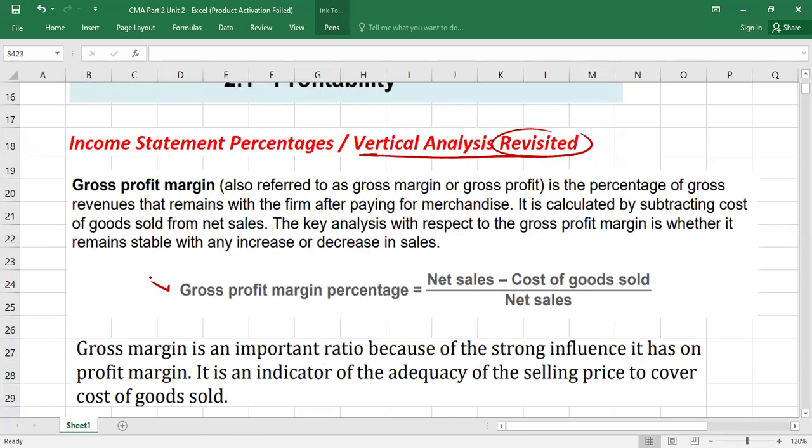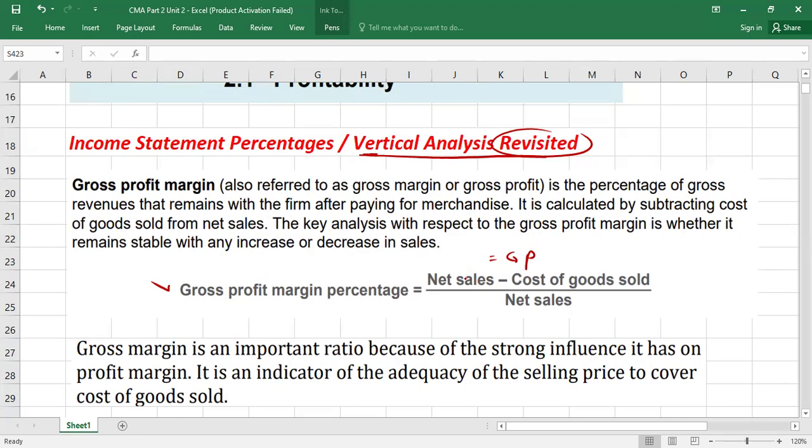So guys, the numerator, we will always take gross profit. And gross profit, how will you calculate? You need net sales minus cost of goods sold. Net sales minus cost of goods sold equals what? Gross profit. So we need the numerator as gross profit. If gross profit is straight away given in the question, we will use that one. If it is not given, then you should know the formula to calculate gross profit.